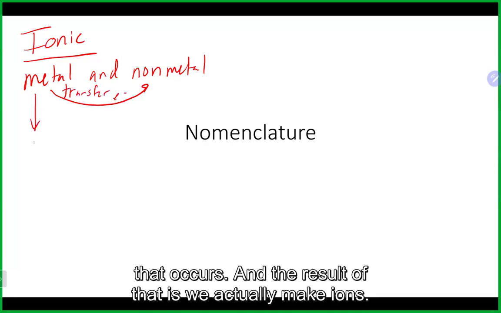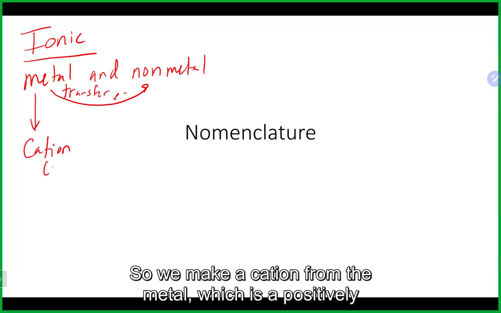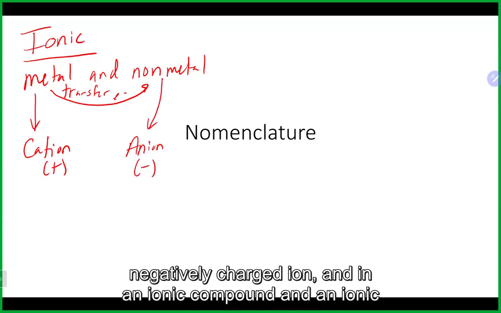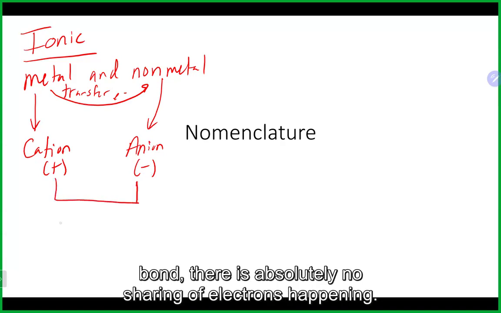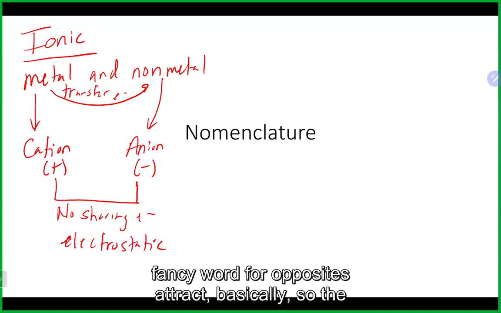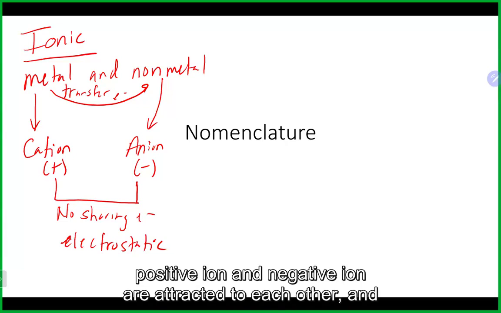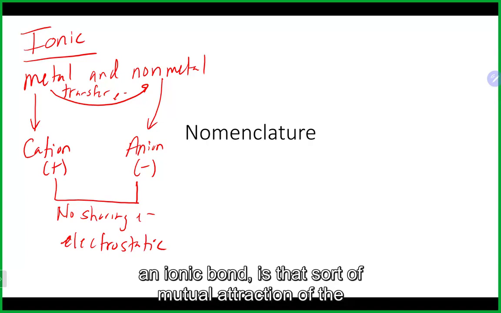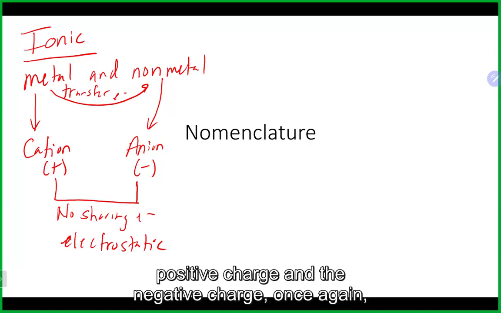And the result of that is we actually make ions. So we make a cation from the metal, which is a positively charged ion. We make an anion from the nonmetal, which is a negatively charged ion. And in an ionic compound and an ionic bond, there's absolutely no sharing of electrons happening. It is what is referred to as the electrostatic attraction, also a fancy word for opposites attract, basically. So the positive ion and negative ion are attracted to each other, and that is really what holds an ionic compound together through an ionic bond, that mutual attraction of the positive charge and the negative charge.